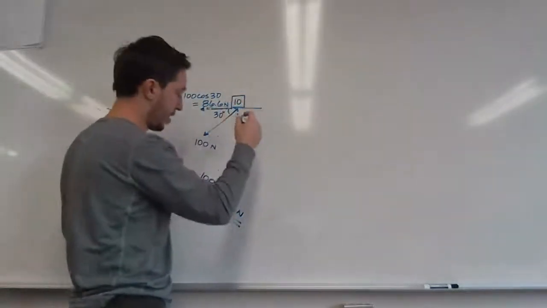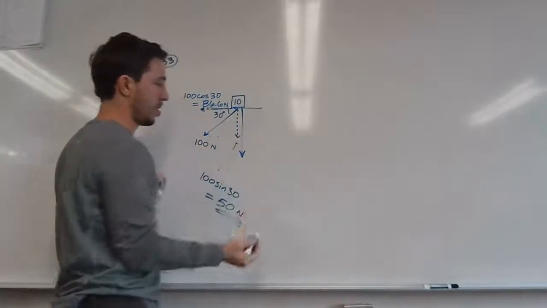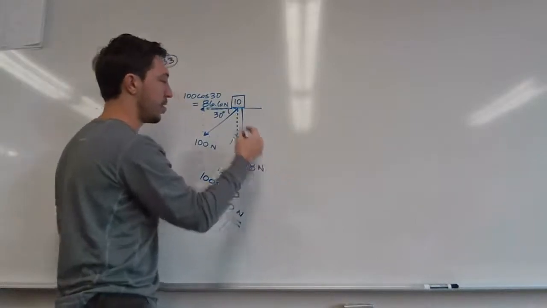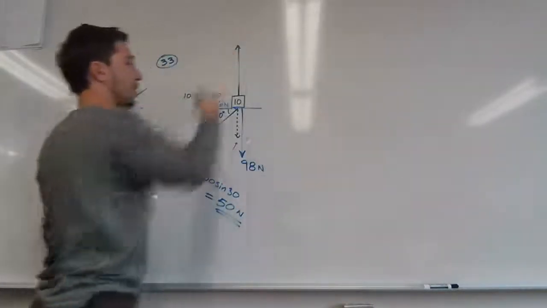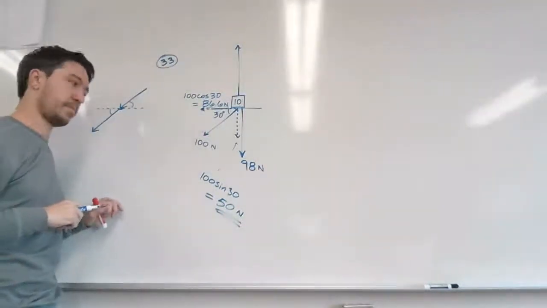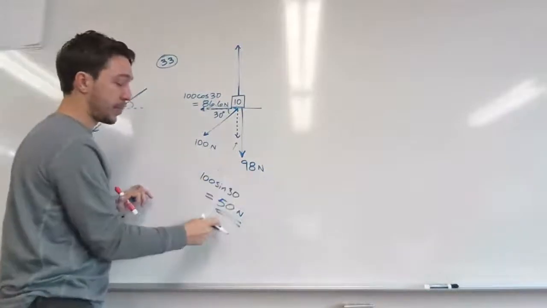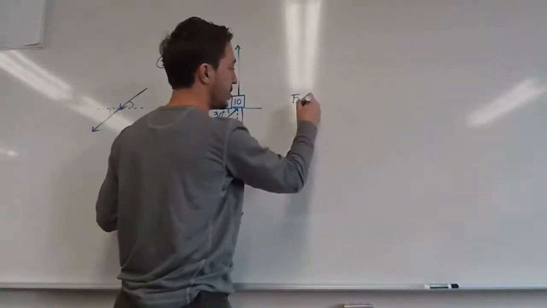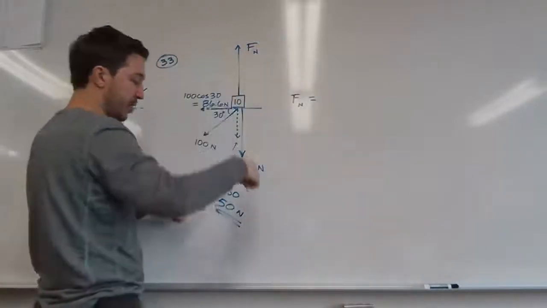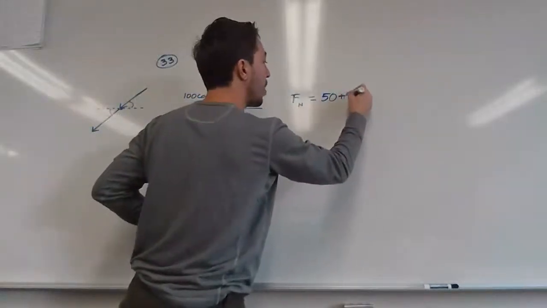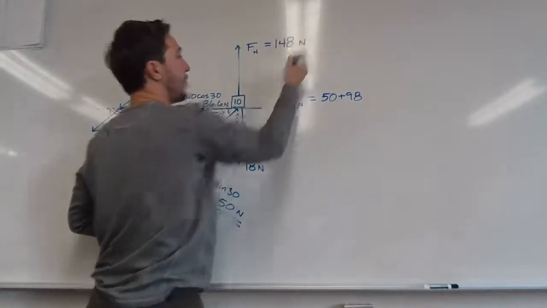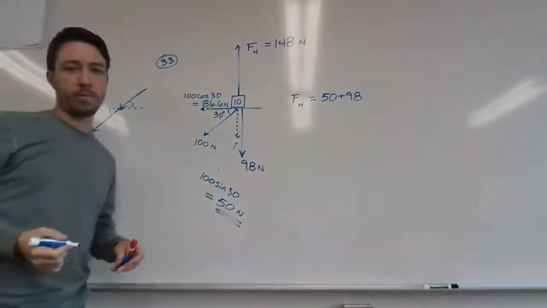But wait, I didn't even draw gravity yet. So gravity, how much gravity is there? 98 newtons. So now, therefore, I tried my best to draw proportionally. How much normal force does there have to be? You got to add those up. You got to say that this normal force here must be equal to all the downward force, which is the 50 plus the 98. So there's 148 newtons. The floor is providing 148 newtons of normal force.